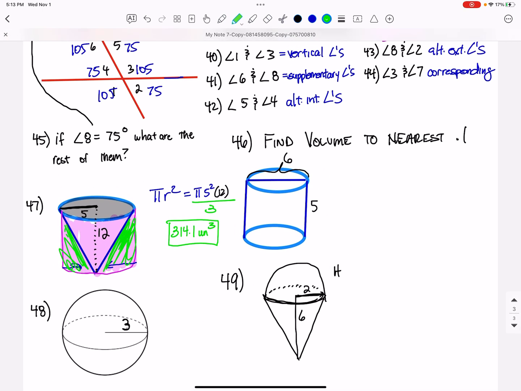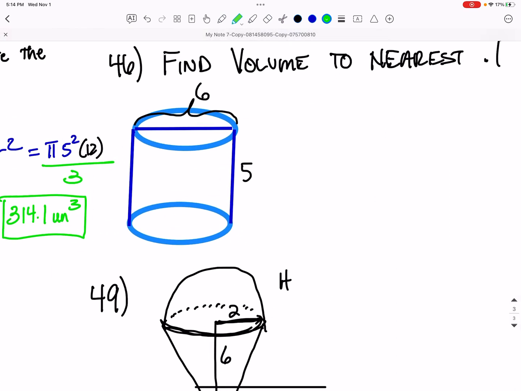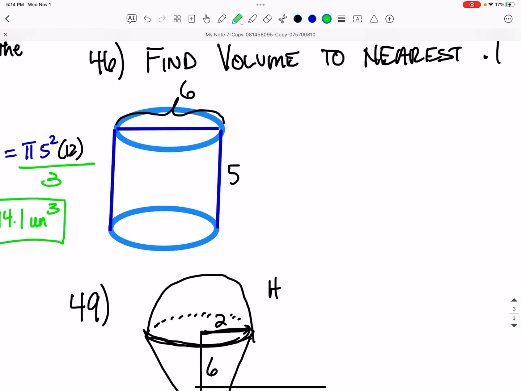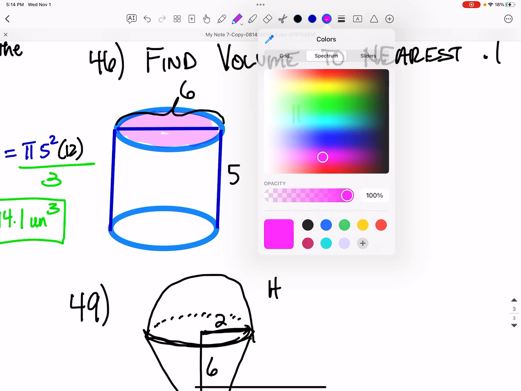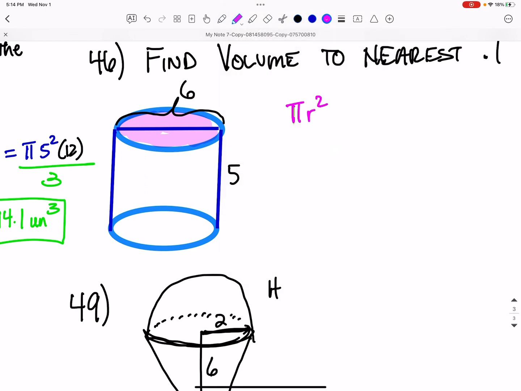Okay, this one. I start with a circle. I start with that area, so I need pi r squared. Let's make it pink. I start with pi r squared, and the radius is not 6. The radius is 3. So far we have pi times 3 squared. Now we have to take that and stretch it down, and now we have our cylinder. So we give it some height, and the height is 5. And that's what the volume equals.